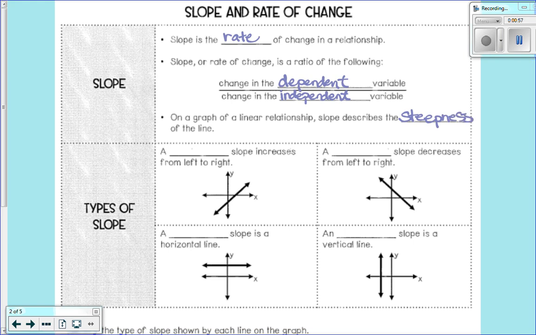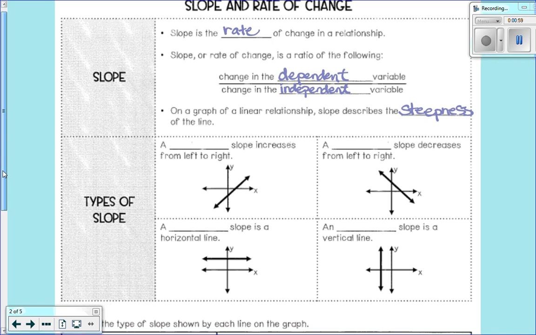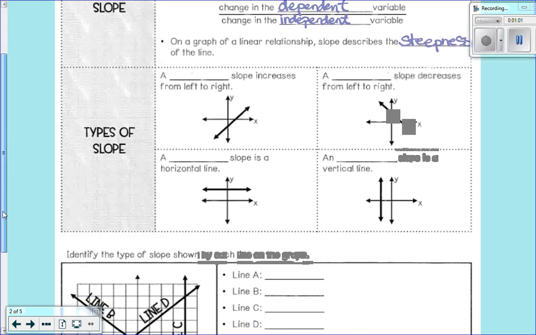Okay, as you saw in our warm-up video, there are 4 different types of slope. The first one is a positive slope, which increases from left to right. So just like you read a book, we read graphs from left to right. So this is a positive slope, like positive in the video.